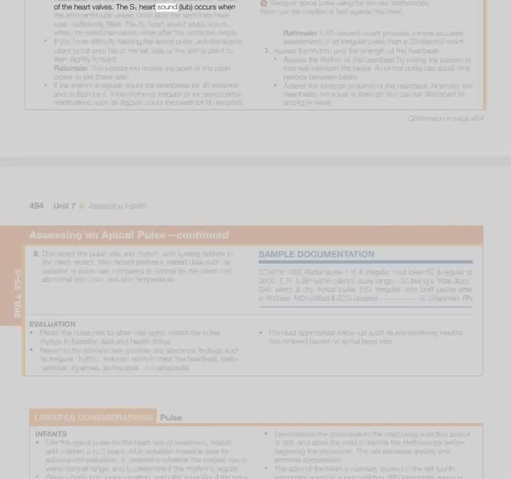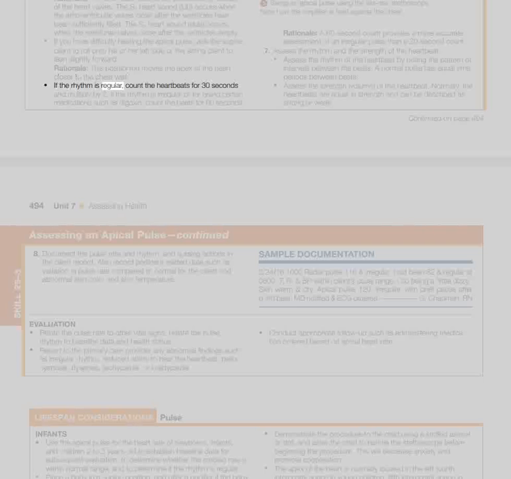The S1 heart sound, lub, occurs when the atrioventricular valves close after the ventricles have been sufficiently filled. The S2 heart sound, dub, occurs when the semilunar valves close after the ventricles empty. If you have difficulty hearing the apical pulse, ask the supine client to roll onto his or her left side, or the sitting client to lean slightly forward. Rationale: this positioning moves the apex of the heart closer to the chest wall.